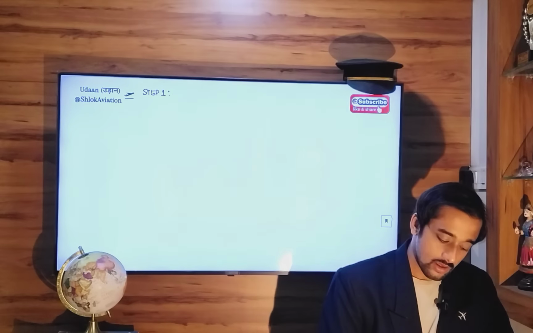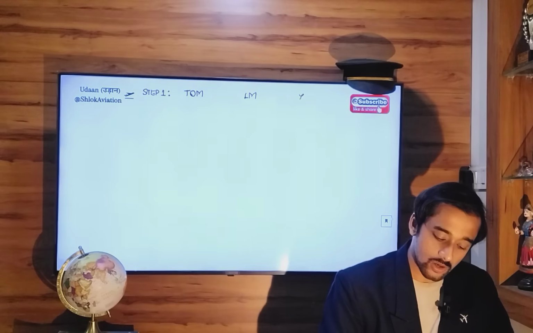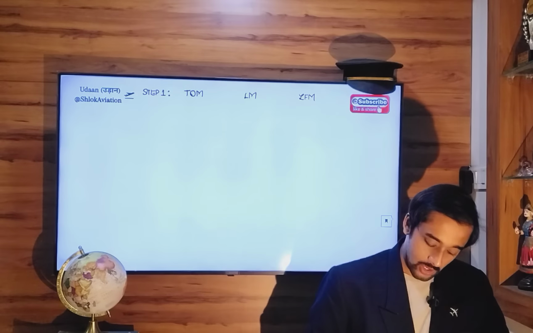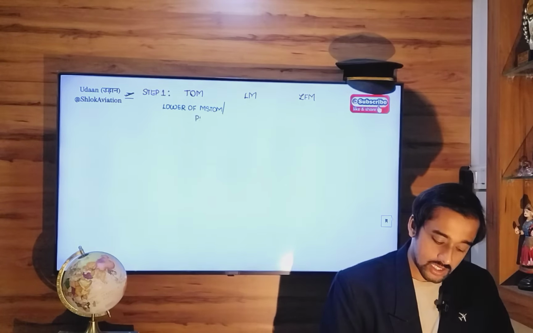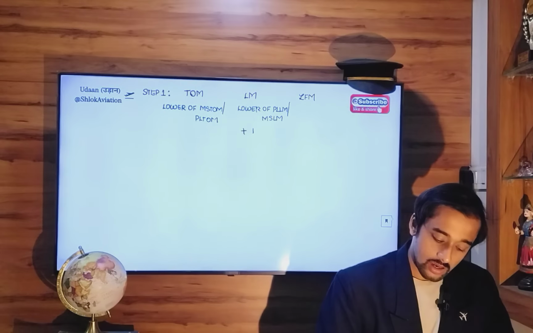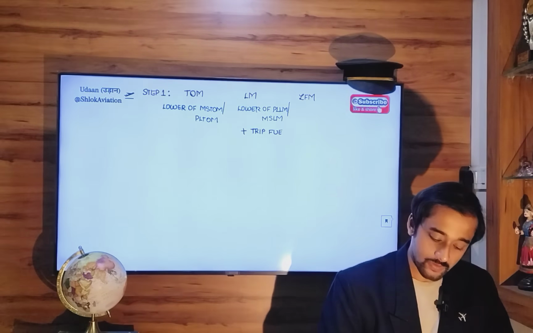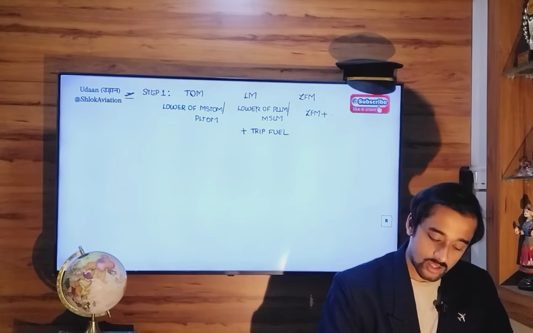Simple. Step 1. What is your step 1? To draw 3 columns, one for takeoff mass, the second for landing mass and the third column for zero fuel mass. In the takeoff mass column, you are going to write the value which is lower of maximum structural takeoff mass and performance limited takeoff mass. In the landing mass column, you are going to write the value which is lower of performance limited landing mass and maximum structural landing mass. After that, you are going to add trip fuel to that value. In the zero fuel mass, you are going to calculate zero fuel mass value plus fuel on board.